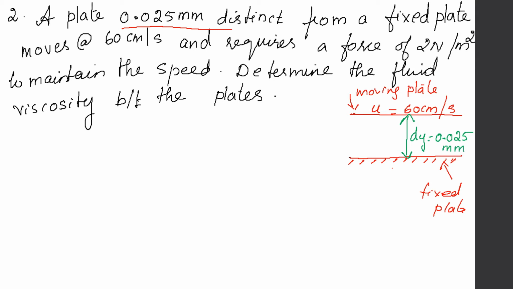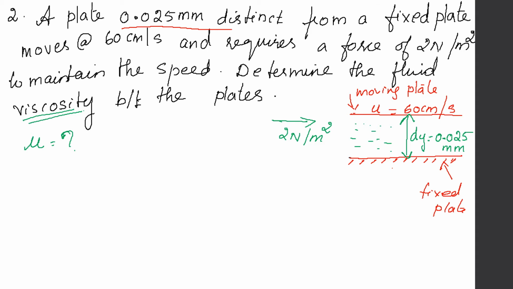Okay. Now what else is given? See, this moving plate is moving. In order to move this, we have to apply a force of 2 Newton per meter square in order to maintain a speed of 60 centimeter per second. Now we are asked to find the viscosity between the plates. That means we are asked to find the dynamic viscosity of this fluid between the plates.